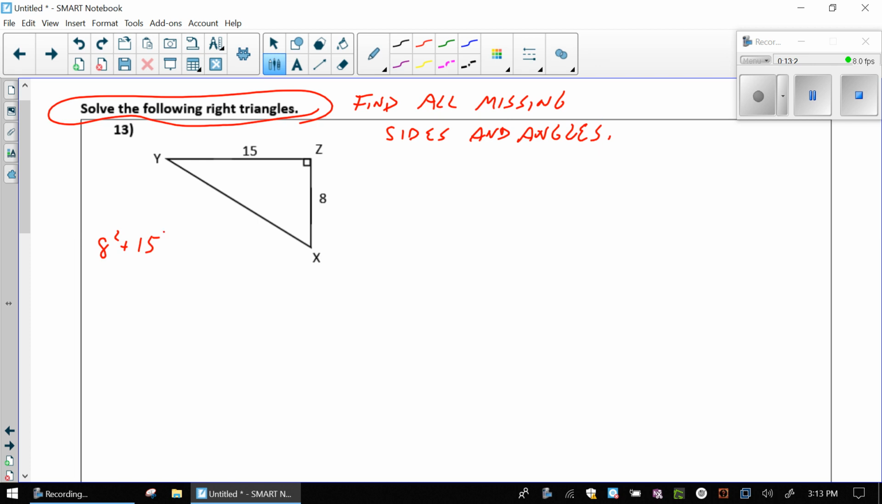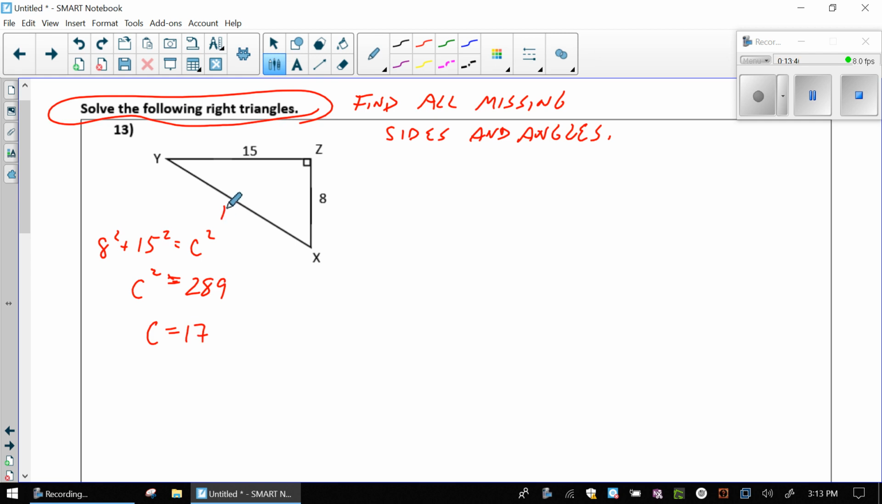So 8 squared plus 15 squared equals our hypotenuse squared. I'll just put that in my calculator. 8 squared plus 15 squared equals 289. So c squared equals 289. Sorry, my screen's bouncing around a little bit as I write. And the square root of 289 gives us 17.